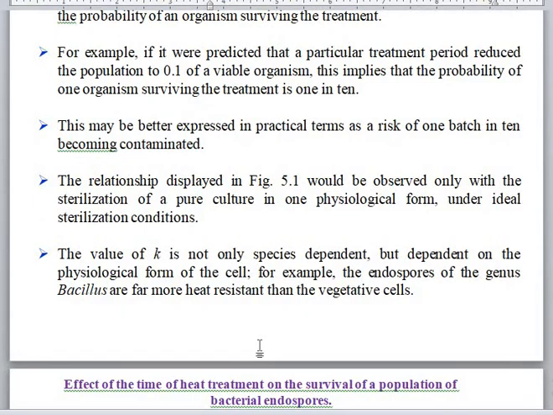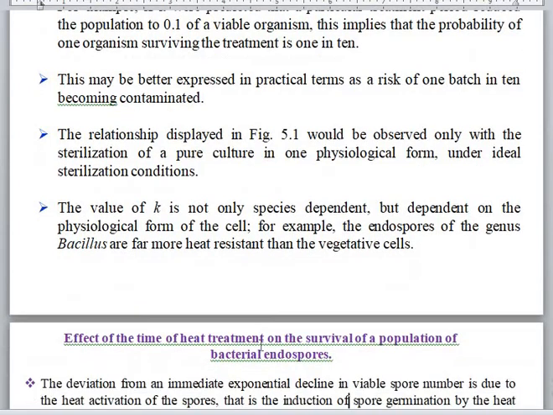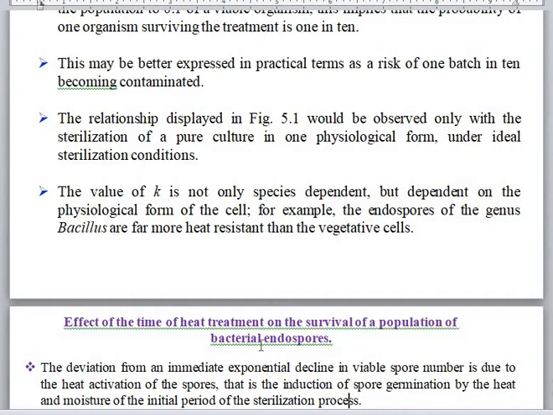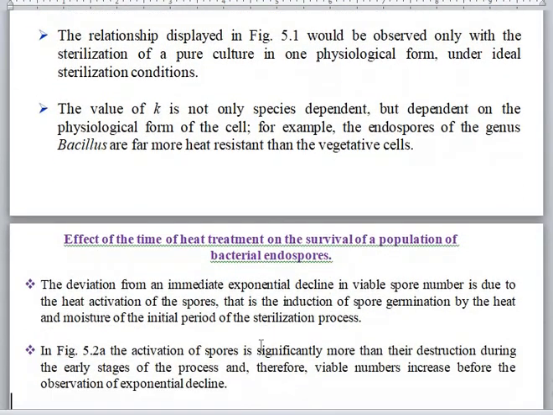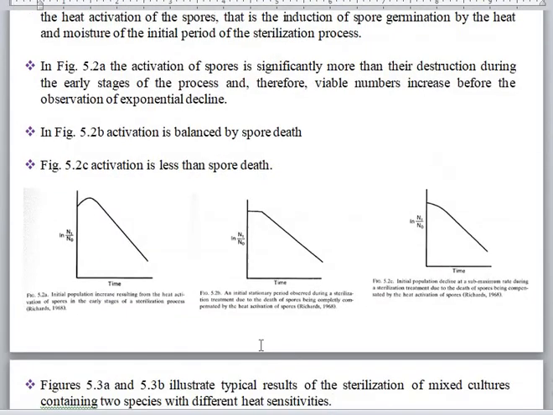So the value of K is not only species dependent but also depends on the physiological form of the cell. For example, endospores are very dangerous. They are very heat resistant, so a lot of heat is needed. If Bacillus is present in its vegetative form, those vegetative cells can be easily sterilized compared to the spore form of Bacillus. So spores are very dangerous.